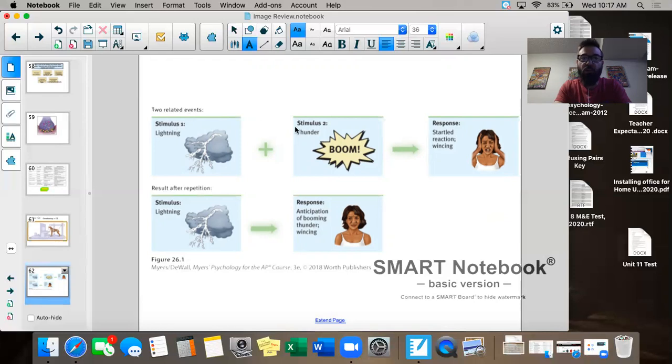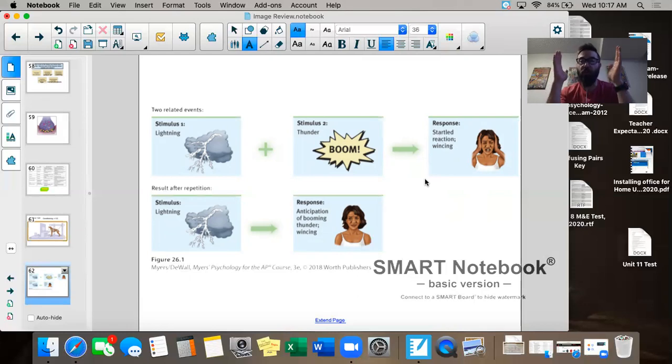So we have two stimuli, two events, two things that go together, and then they will elicit the same response. So if boom is going to be something that would be frightening to a person, now we're going to put that together with lightning. So thunder and lightning, and eventually just seeing the lightning, the person anticipates that the boom should also be associated with it. And you're going to feel the same response. You're going to be scared. You're going to wince, or you're going to scream, whatever our indicator is, you'll have the same response.